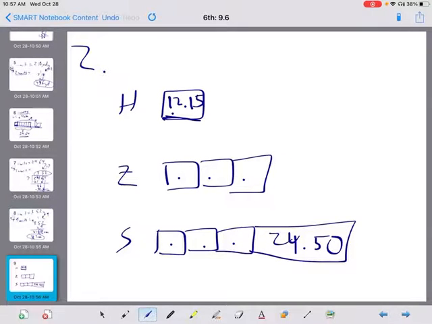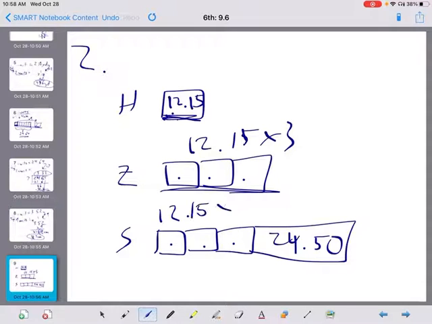Now I want you to pause this, try to do this by yourself, then come back and look at the video to figure the answer out. All right, and back. So you should have said this is 12.15. If that's 12.15, then this should be 12 and 15 hundredths times 3, and this should be 12 and 15 hundredths times 3. That's this section right here, and this section right here. So if I figure that out, it's going to help me out a lot.